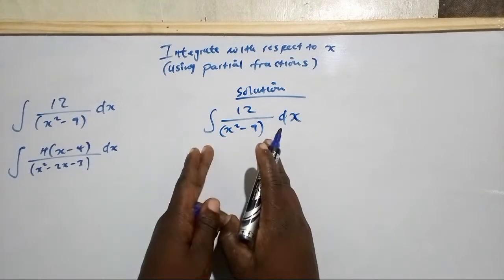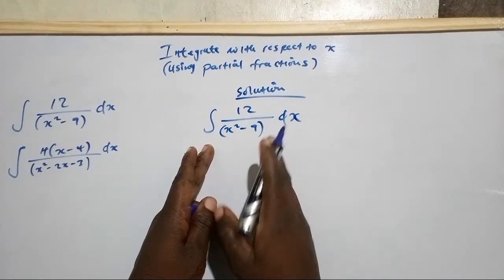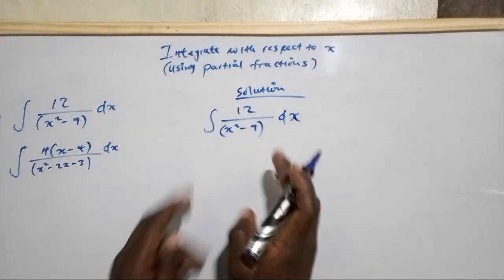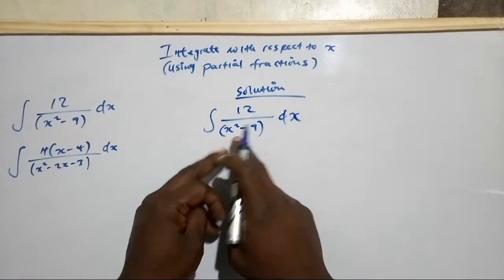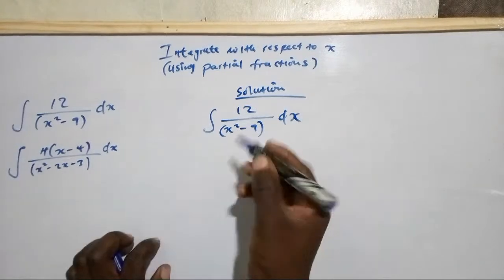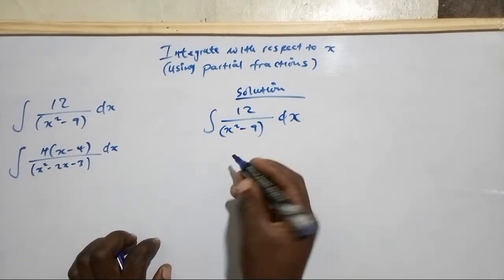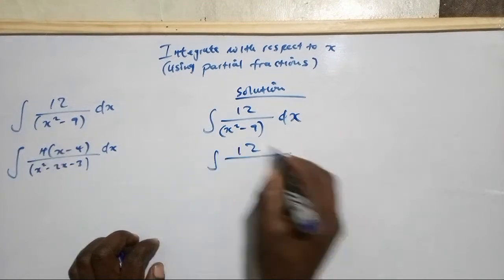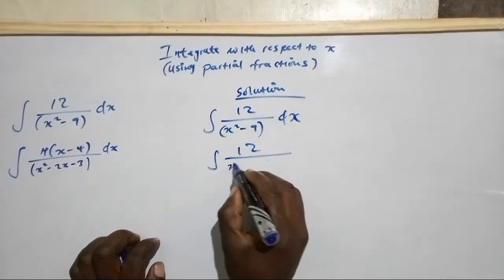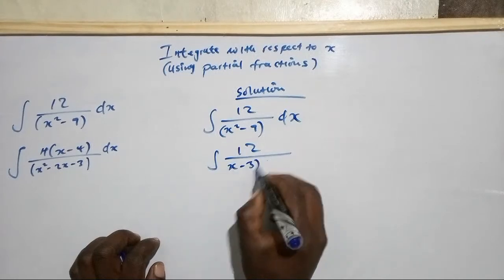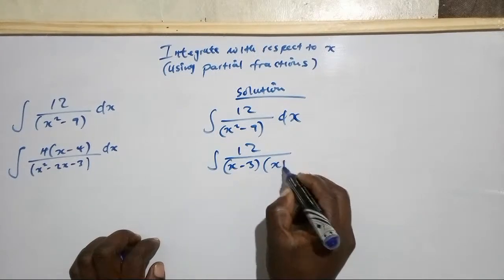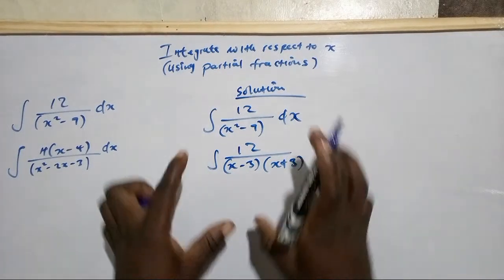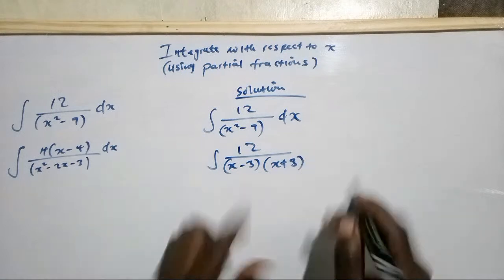If you can see, the denominator has got the highest power compared to the numerator. So what we are going to do is find the difference of two squares. We're going to say the integral of 12 over x minus 3, the difference of two squares, and x plus 3, right? Then we're going to take this term into partial fractions.